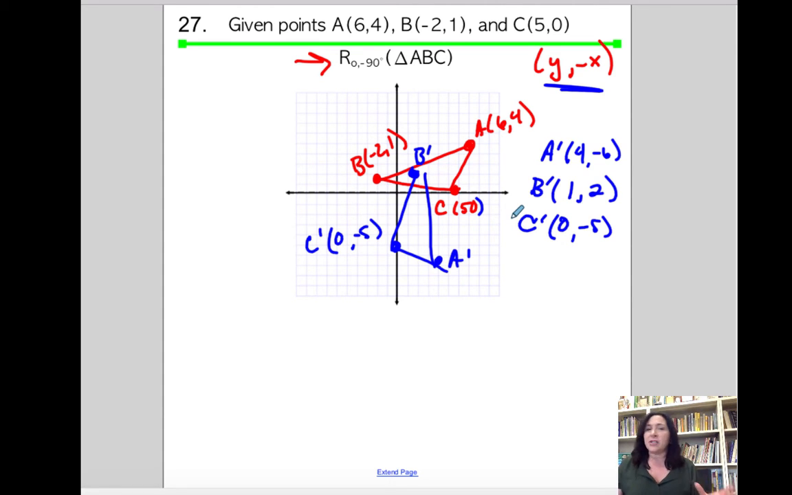You need to make sure that you understand that when you do a rotation, all those points, if it's about the origin, see there, see the 0 right here? That means it's about the origin, okay? So, okay, let's move on.